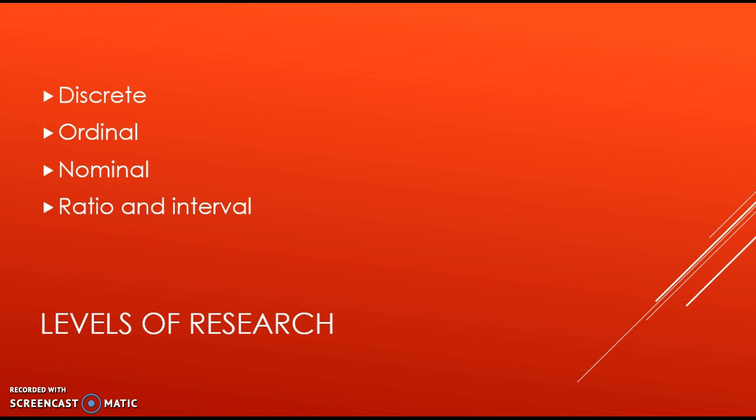Now we can move on to the different levels within research. So the first level is discrete research. This is one of the simplest types of research because it only has two possible answers. An example of discrete research is if you ask people, did you have breakfast this morning? They can either answer yes or no.